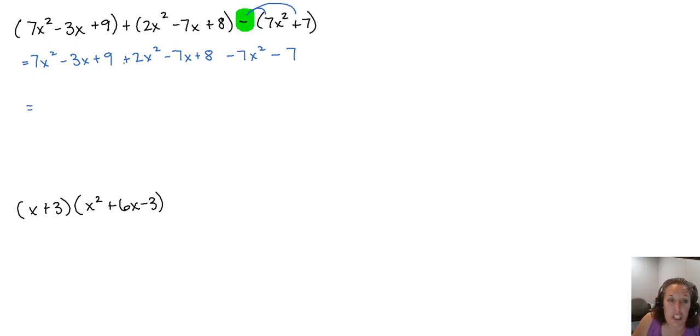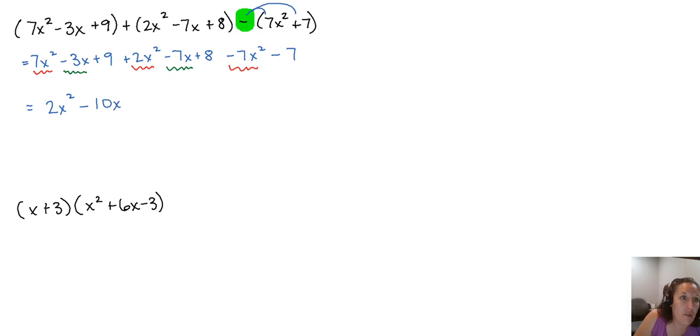And then our last step on this one is just combining like terms. Make sure that we get everything together. So we have a 7x squared plus a 2x squared gives us a 9x squared, minus a 7x squared is going to leave us with 2x squared. And then we have negative 3x and a negative 7x, which is going to give us a negative 10x. This last one doesn't have an x term, so we get minus 10x.